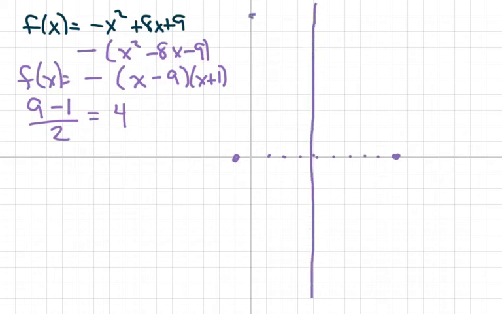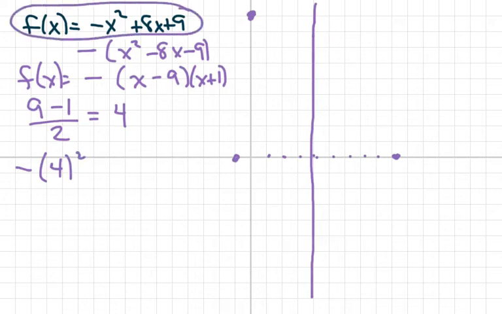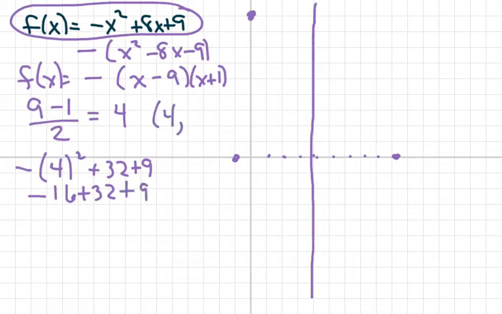Our y-intercept's at 9. And let's plug in 4 here. So we have negative 4 squared, plugging it back into the original, plus 32 plus 9. So this is negative 16 plus 32 is 16, plus 9. So 16 plus 9 is 25. And it's way up here somewhere. So I'm just going to kind of move this down and go proportional here. Let's just say it's right up there.